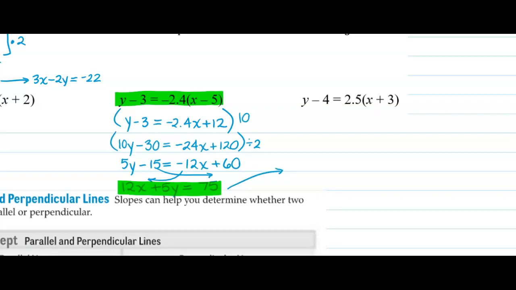In order to do that, I could subtract 12x from both sides. And then I could divide everything by 5. Y equals negative 12/5 x plus 15. I like to have my x term first, followed by my constant, but if you had 15 minus 12/5 x, that would be fine as well. I want to show you that so that you can see that this same equation can be written 3 different ways: in slope-intercept form, in point-slope form, and in standard form.